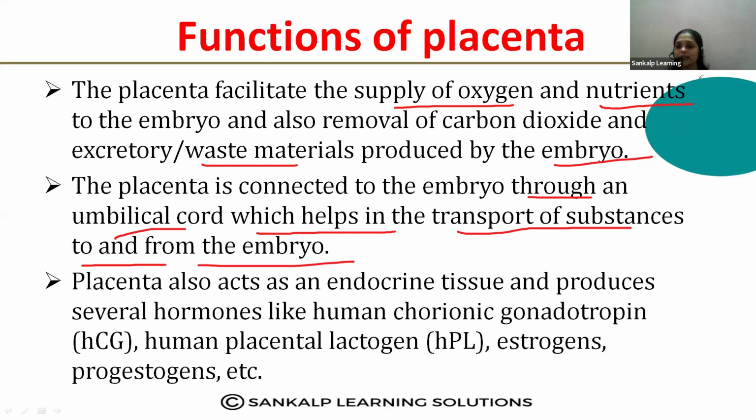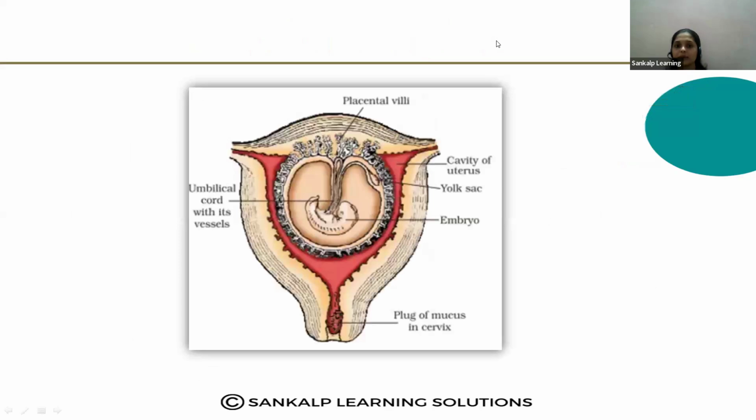So there is an umbilical cord. This umbilical cord helps in the transport of substances to and from the embryo. Through this umbilical cord, the placenta supplies oxygen and removes carbon dioxide and nitrogenous waste. So that is the function of the umbilical cord.